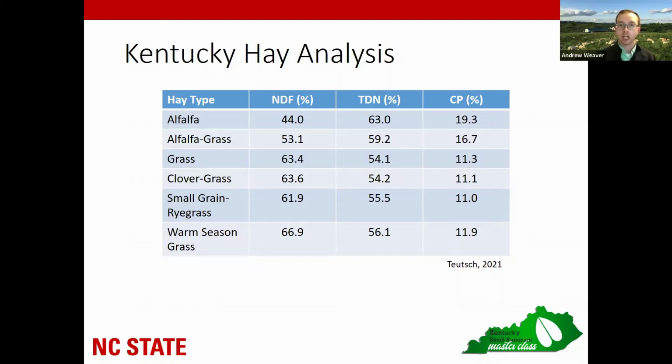We have the TDN, or the total digestible nutrients. That's our energy component of that feed stuff. And then our CP is our crude protein. So we have various different types of hay: alfalfa grass mixes, just a grass-based hay, clover grass mixes, small grains like ryegrass type hays, and then our warm season grass hays. You can see how the NDF value fluctuates between those different types of hay, and how our energy and protein also vary as we look at different types and sources of our hays. So this is for you to use as a reference when you're thinking about developing some of these rations and predicting that intake.